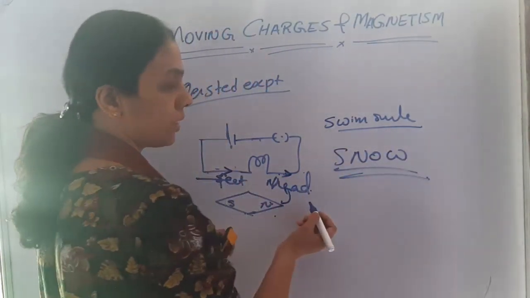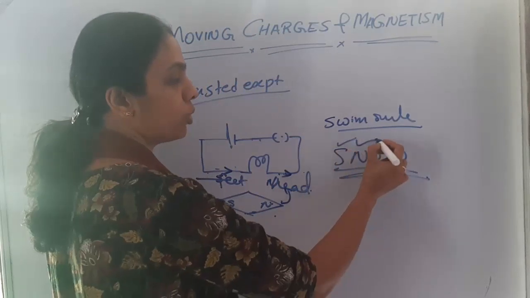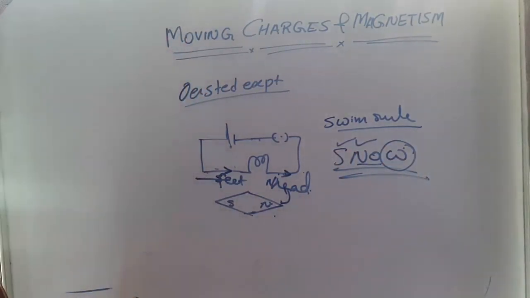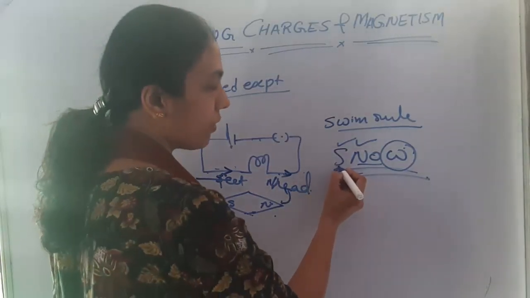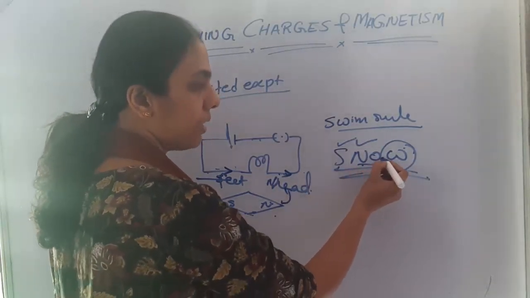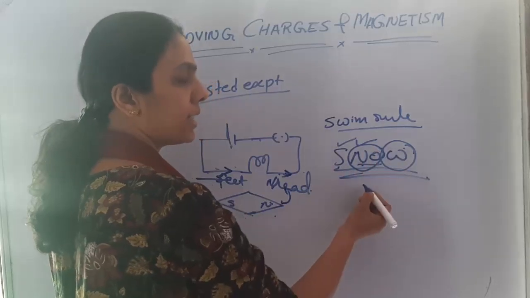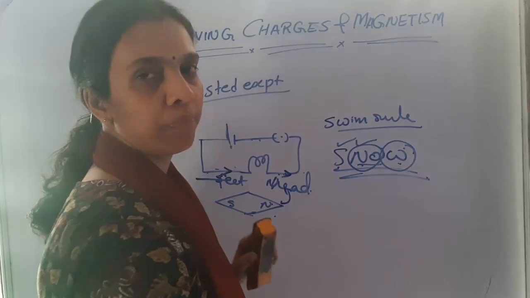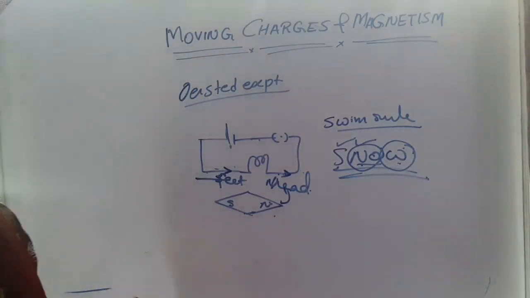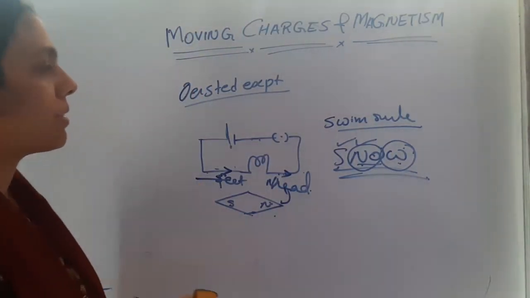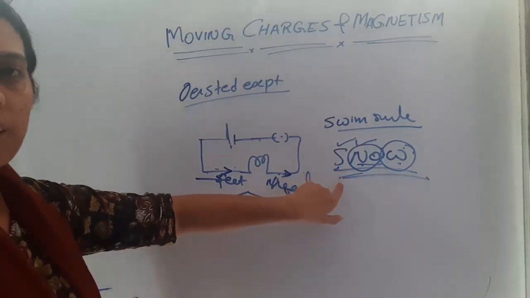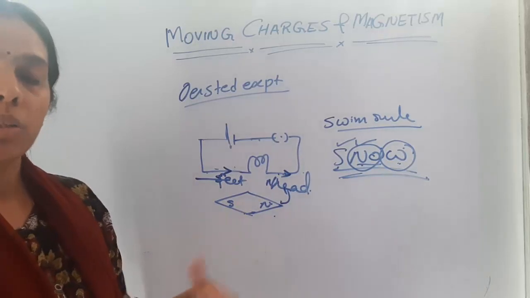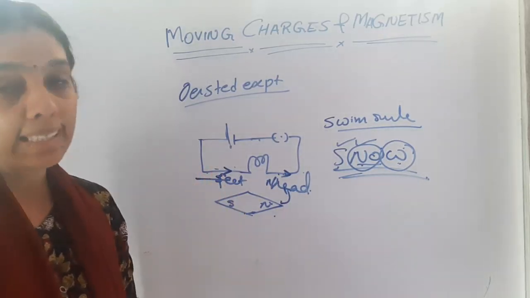The SNOW rule is the short form for that. When current is moving from south to north, the north side will be deflecting towards west. That is, when current is moving from south to north, the north side of the magnetic needle will be deflecting towards the west side. That is the SNOW rule. For easy remembrance you can keep this in mind. If the current is moving from north to south, the north side will be deflecting towards east.